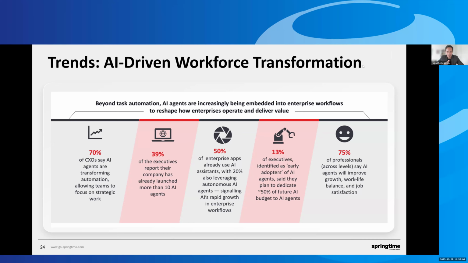So not just 10 company-wide, but he was interacting with 15 just in finance. So there are new roles appearing. A human in the loop is a phrase you're going to hear more and more often in these ecosystems. 50% of enterprise apps already use AI assistants.